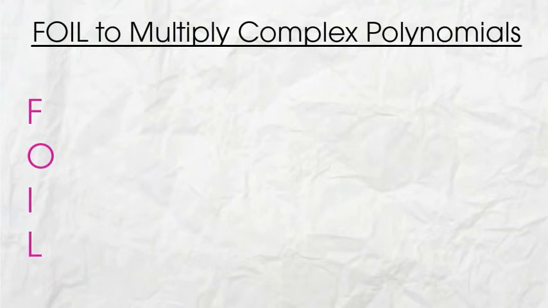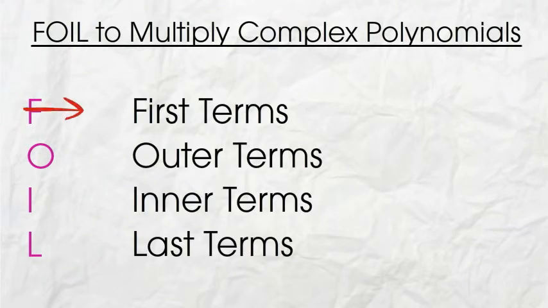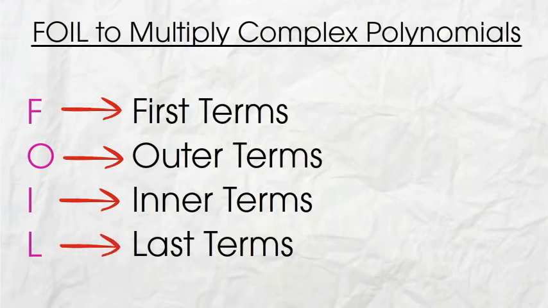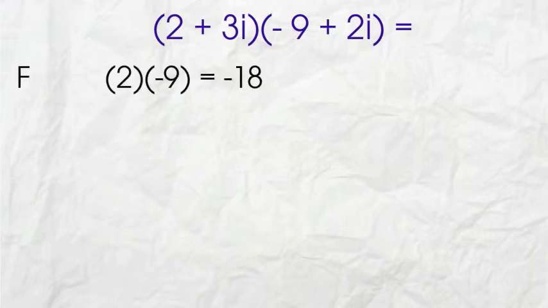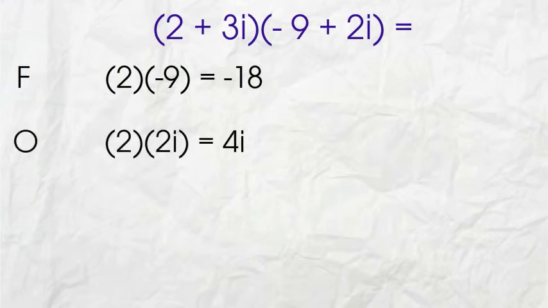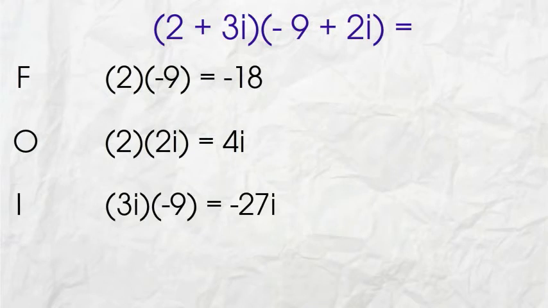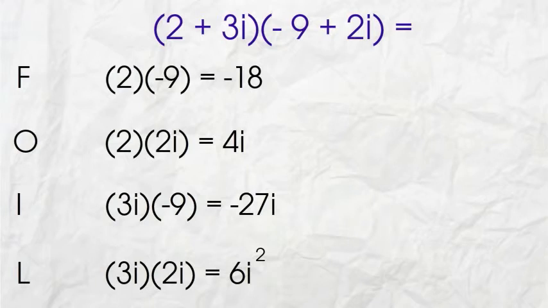So, FOIL to multiply complex polynomials. FOIL is an acronym that stands for first terms, outer terms, inner terms, and last terms. For example, 2 plus 3i times -9 plus 2i. When multiplied out, you would get -18, 4i, -27i, and 6i squared.